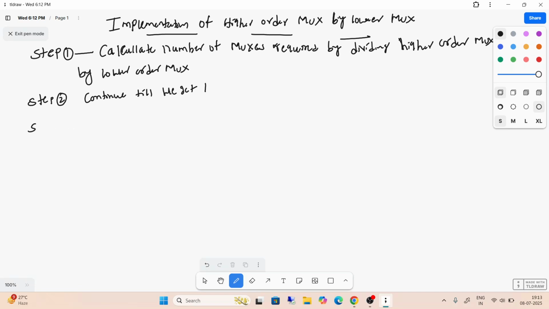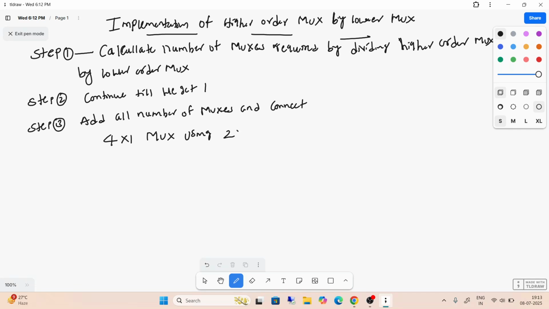Step three: add all number of muxes and connect. So here, I want to represent a 4 cross 1 mux by using a 2 cross 1 mux.